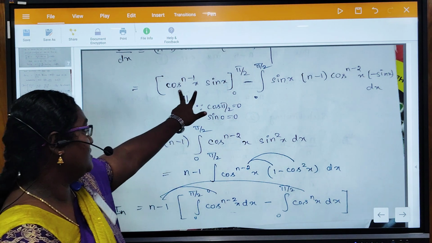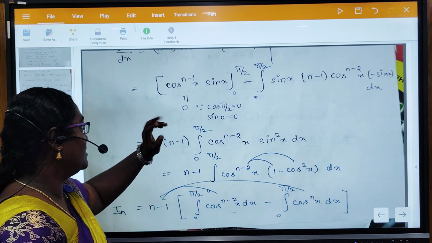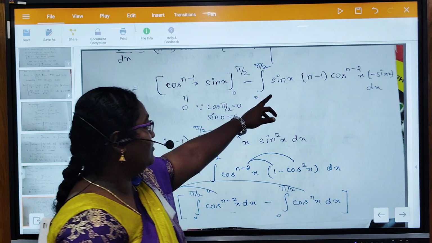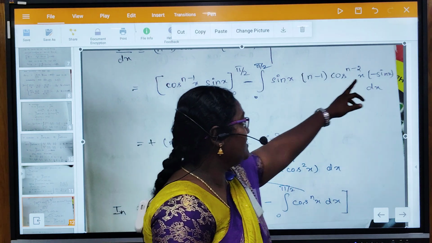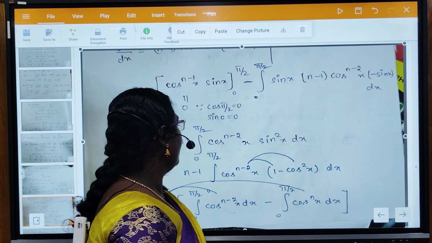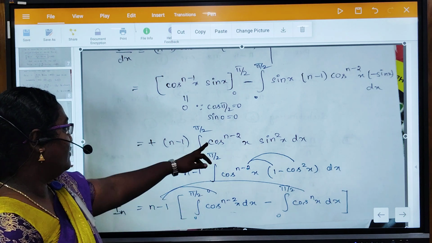We are substituting in the formula, again integration by parts, uv minus integral v du. Again this term vanishes as we substitute both the limits. So cos 90 is 0 and sin 0 is 0. So we will be left with this term. Here we are having one negative sign, here we are having one negative sign. So that becomes positive, and we are taking n minus 1 as common. So we will be left with this.